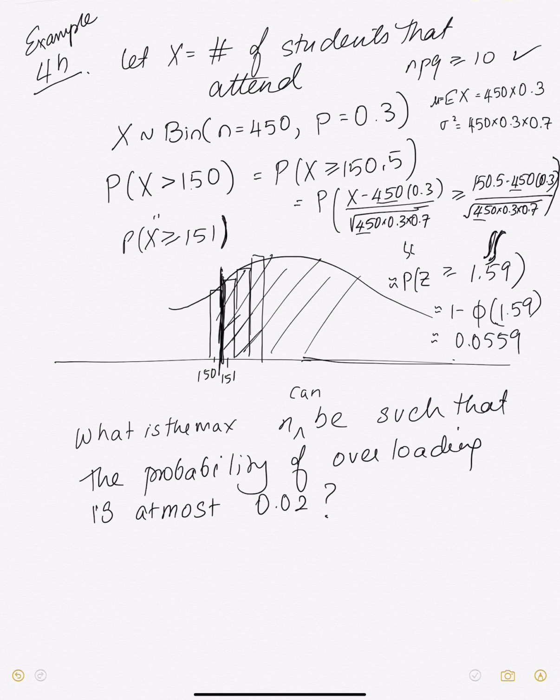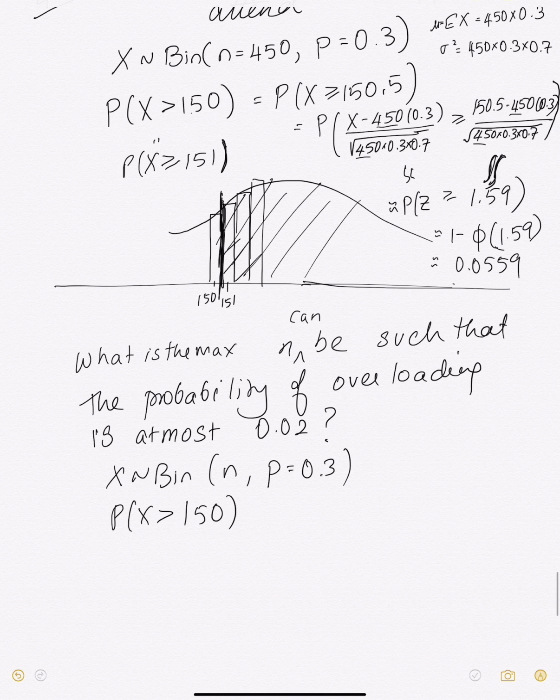So try this, and you will have X is binomial with N and P equals 0.3. And you want to find the probability X bigger than 150. You want this to be less than or equal to 0.02, and then you find what your N should be. You'll have to solve a quadratic in that.